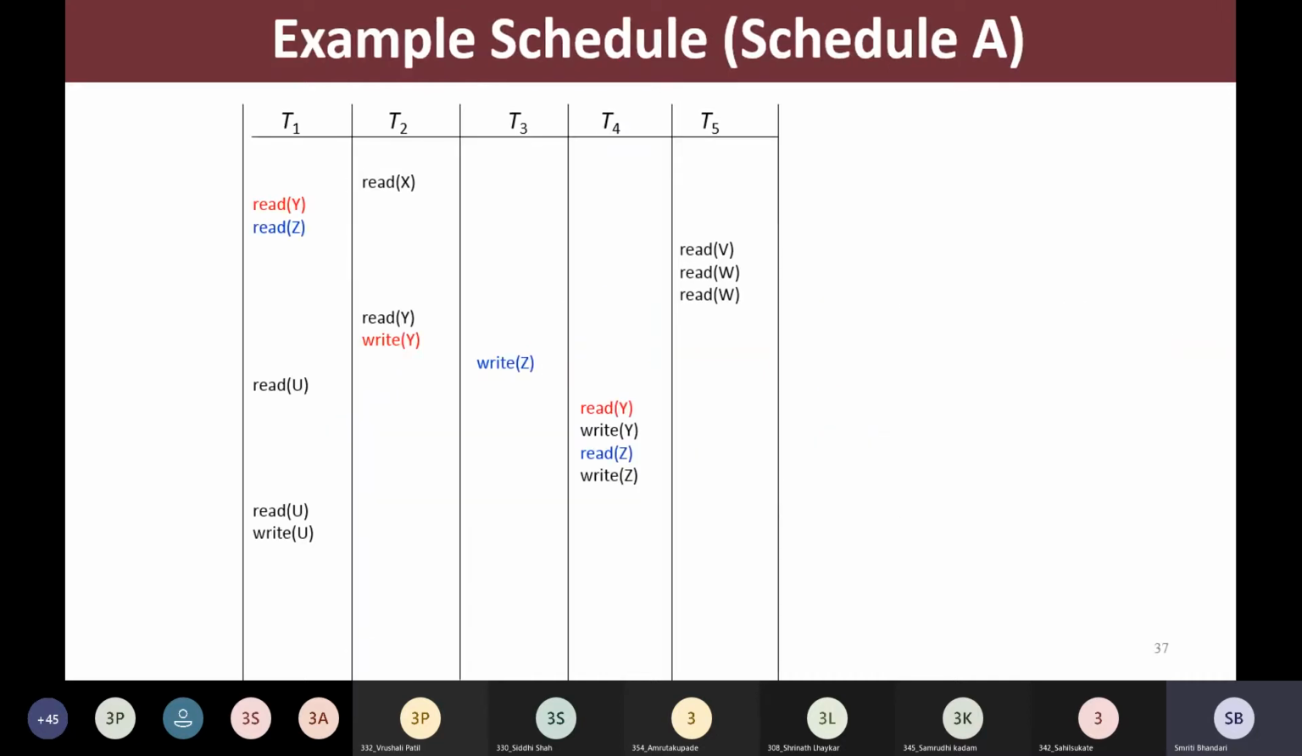So see here one more example. In this schedule, we are having 5 transactions that are executing concurrently, right?